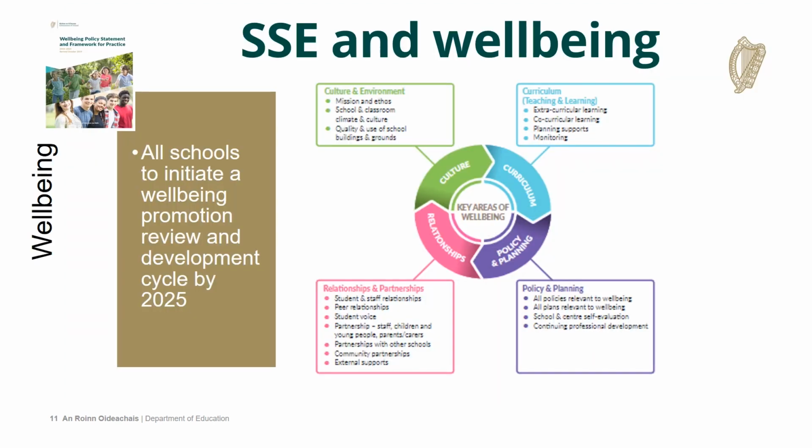One requirement that is outlined in the Next Steps document is that schools should use the SSE process to initiate a wellbeing promotion review and development cycle by September 2025. Many schools have already done considerable work in this area. To support you in this, the Wellbeing Policy Statement and Framework for Practice provides some very useful guidance with regard to how the SSE process can be used in this context.